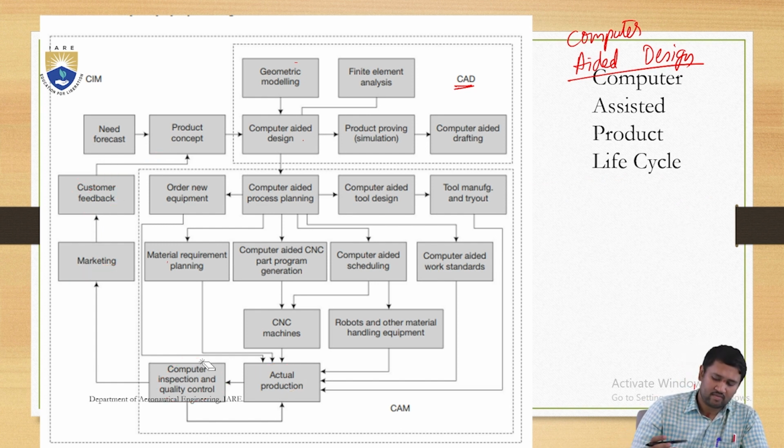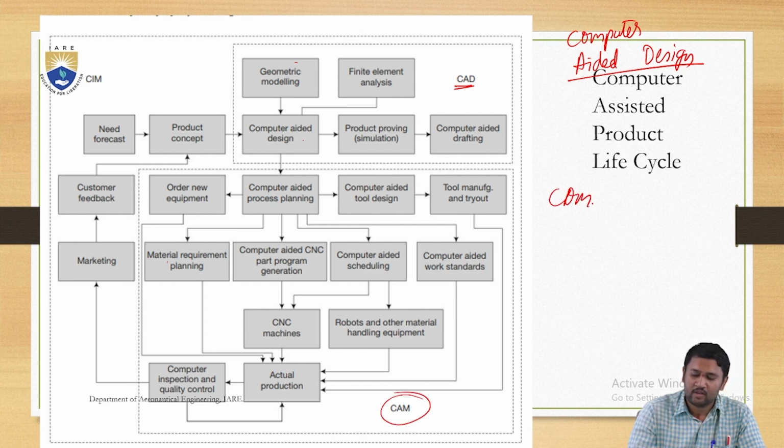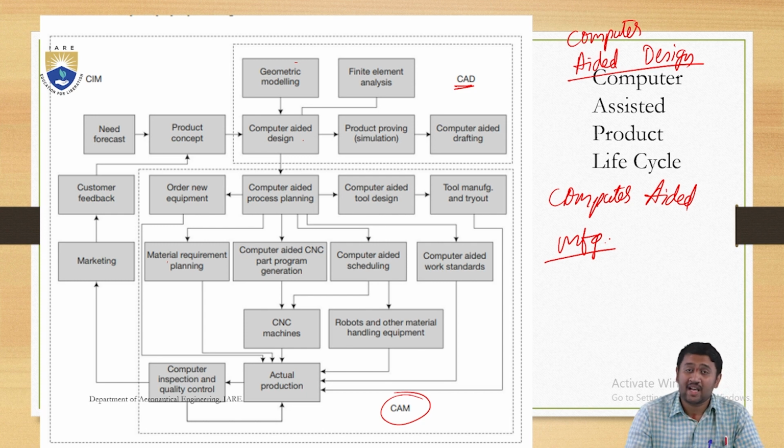Now in this, what I missed is basically CAM. CAM stands for computer aided manufacturing, right? With the help of computers, you are aiding either directly in production or indirectly in processing or scheduling. You are using computers to get your product out, also called CAM.